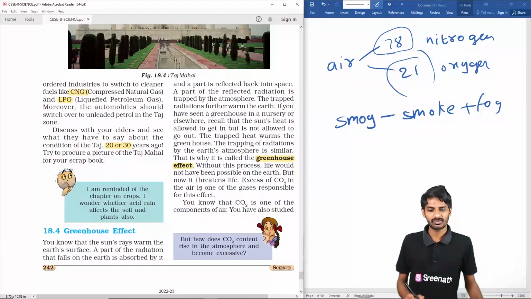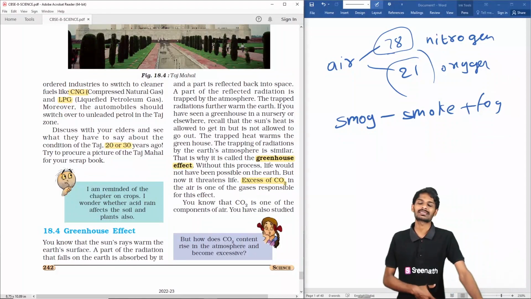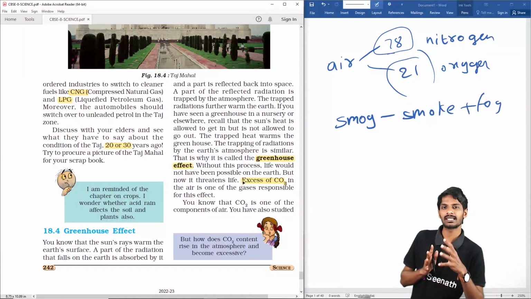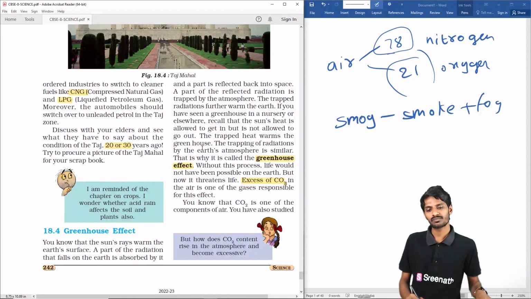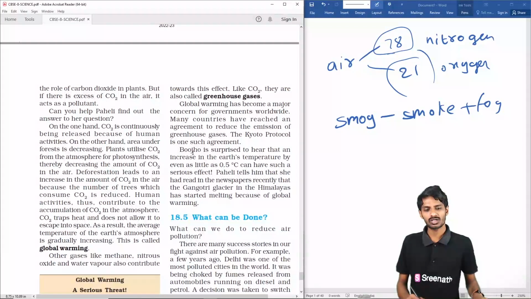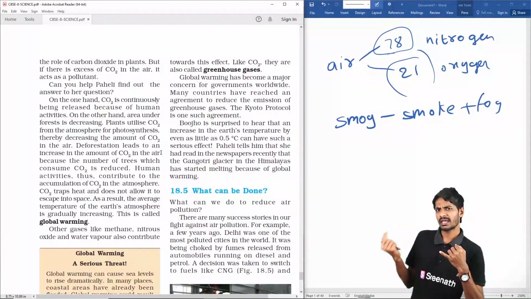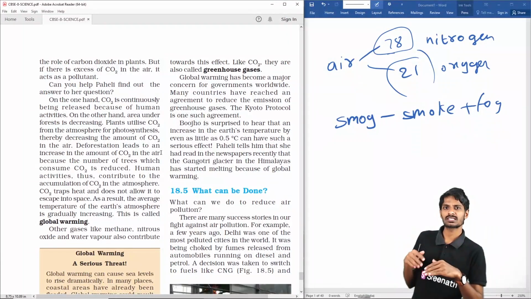Because of this, an excess of CO2 is released into the atmosphere, and that excess CO2 is responsible for storing the heat energy from the sun, and thus the earth becomes heated. The earth's temperature will rise, students. On the one side, due to the industries and air pollution, the CO2 content is increasing. On the other side, what is happening, students? We are deforesting, and many forests are decreasing.